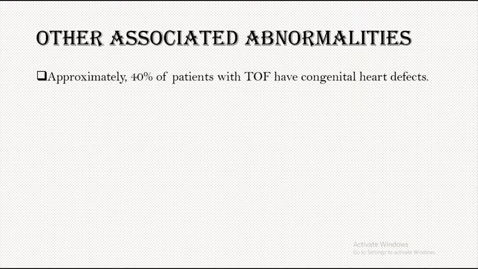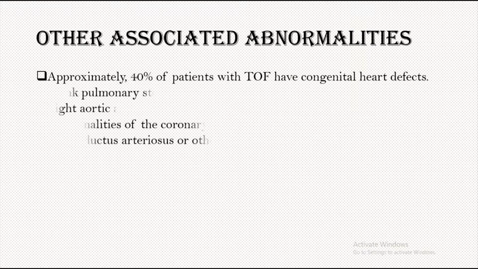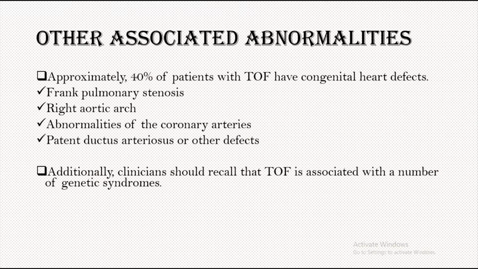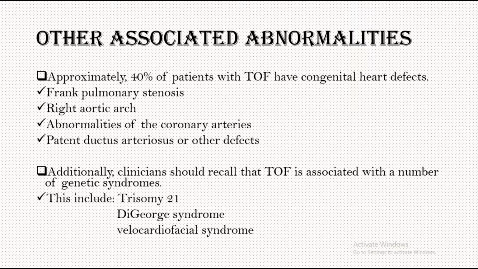The other associated abnormalities we can also see. Approximately 40% of patients with Tetralogy of Fallot have congenital heart defects. These heart defects include frank pulmonary stenosis, right aortic arch, abnormalities of the coronary arteries, patent ductus arteriosus or other defects. Additionally, clinicians should recall that Tetralogy of Fallot is also associated with a number of genetic syndromes. These include trisomy 21, which is Down syndrome, DiGeorge syndrome, and velocardiofacial syndrome.